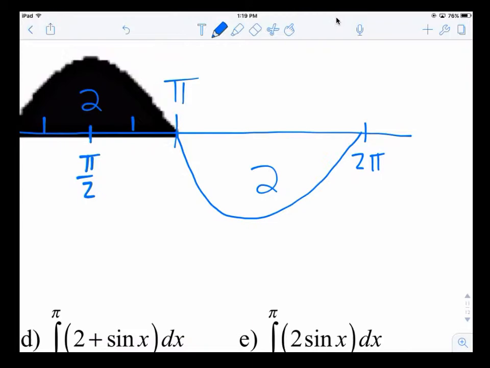Sam asked if we did from 2 pi to pi, what would the answer be? And that's what you asked too. So normally if we did it from pi to 2 pi, it would be negative 2. But if I'm going from 2 pi to pi, as I go from right to left, this now becomes positive. So this would be positive.